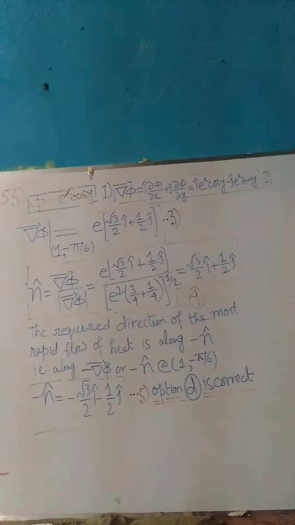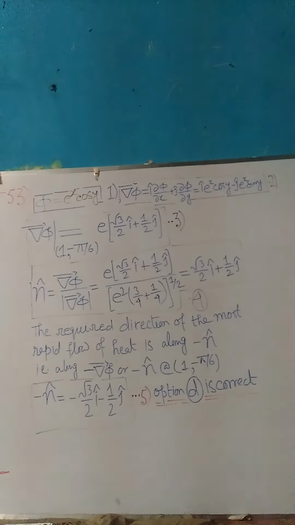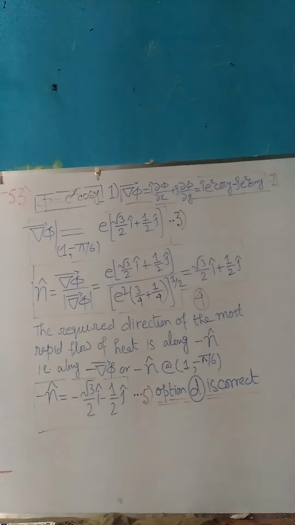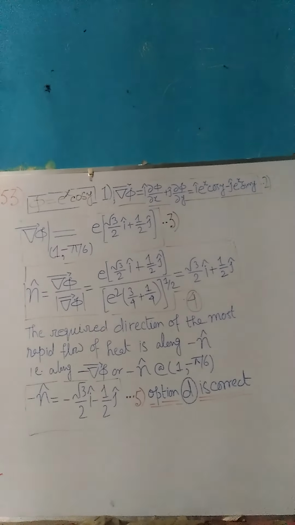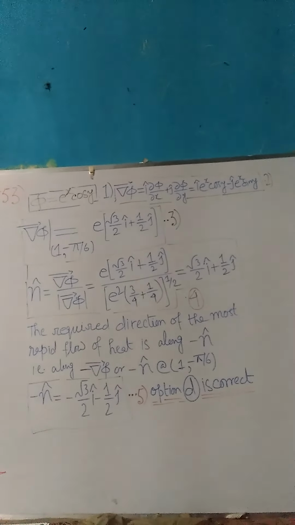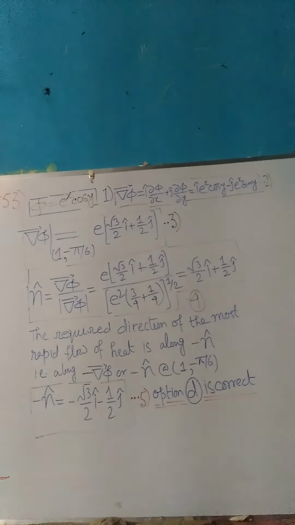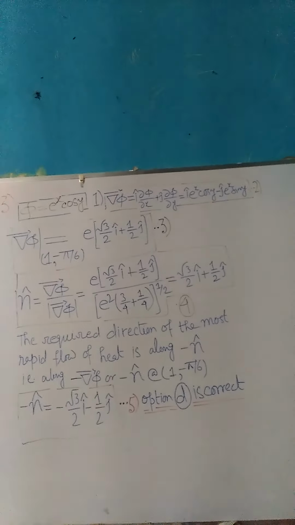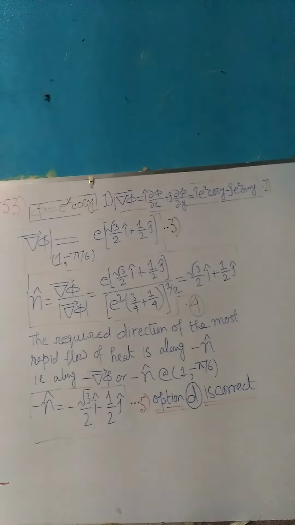This important point is mentioned on the board, so please take a look at that and read that carefully. I repeat this point again. The required direction of the most rapid flow of heat is along minus n cap, that is along minus of the gradient of phi, or minus n cap at the point 1, minus pi by 6.